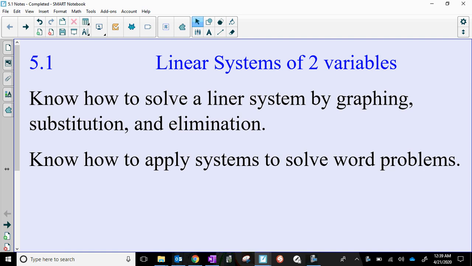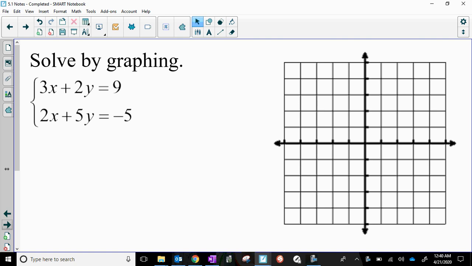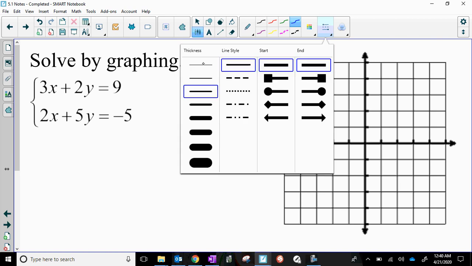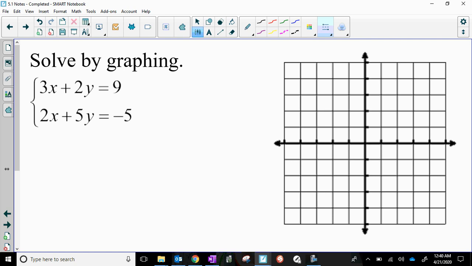So our goals: know how to solve the linear system all three ways: graphing, substitution, elimination, and then how to apply it to a word problem. So solve by graphing, same concepts as in our last unit. What we're going to do is graph each equation, and then we will find the point of intersection. There are three cases that we can have. We can have them intersect once, be parallel lines and never intersect, or they can be what we call coinciding lines, and they'll intersect in infinite many places, but not all real numbers. It'll be every point on the line.